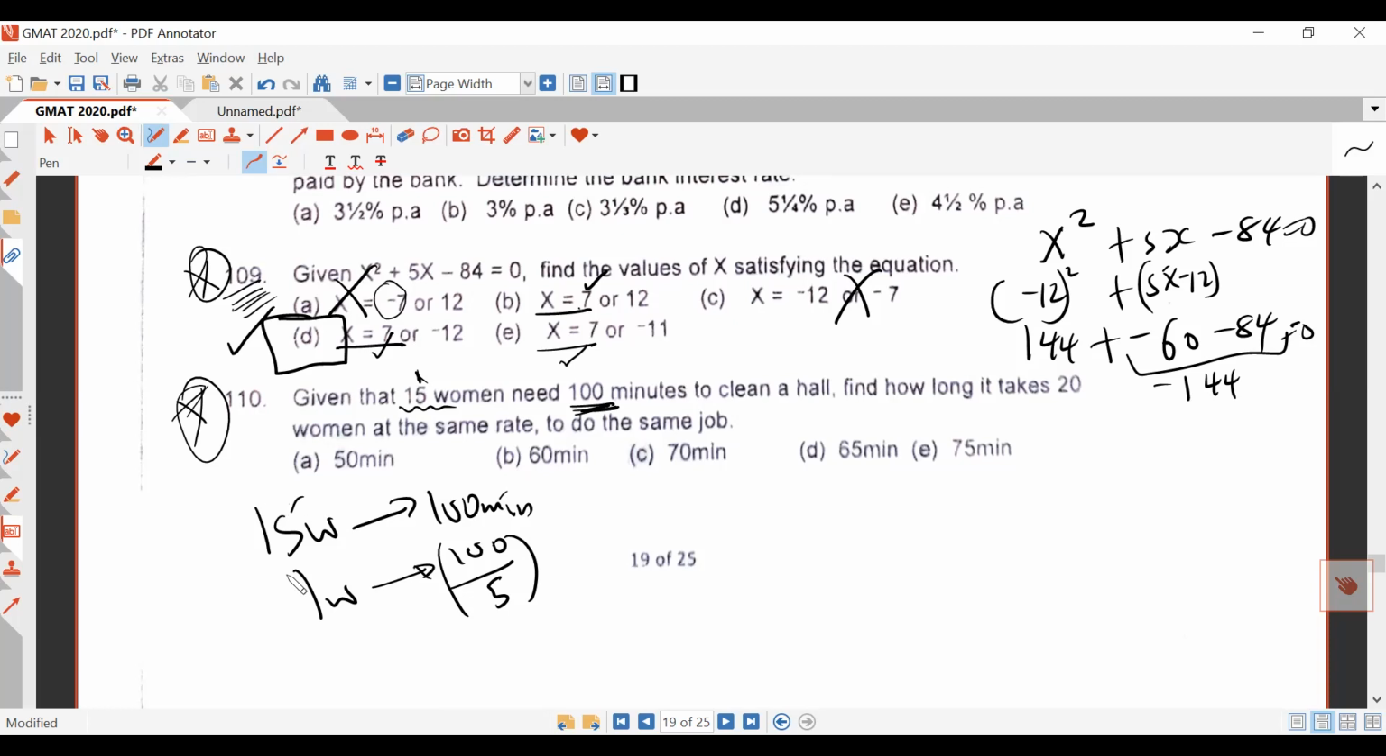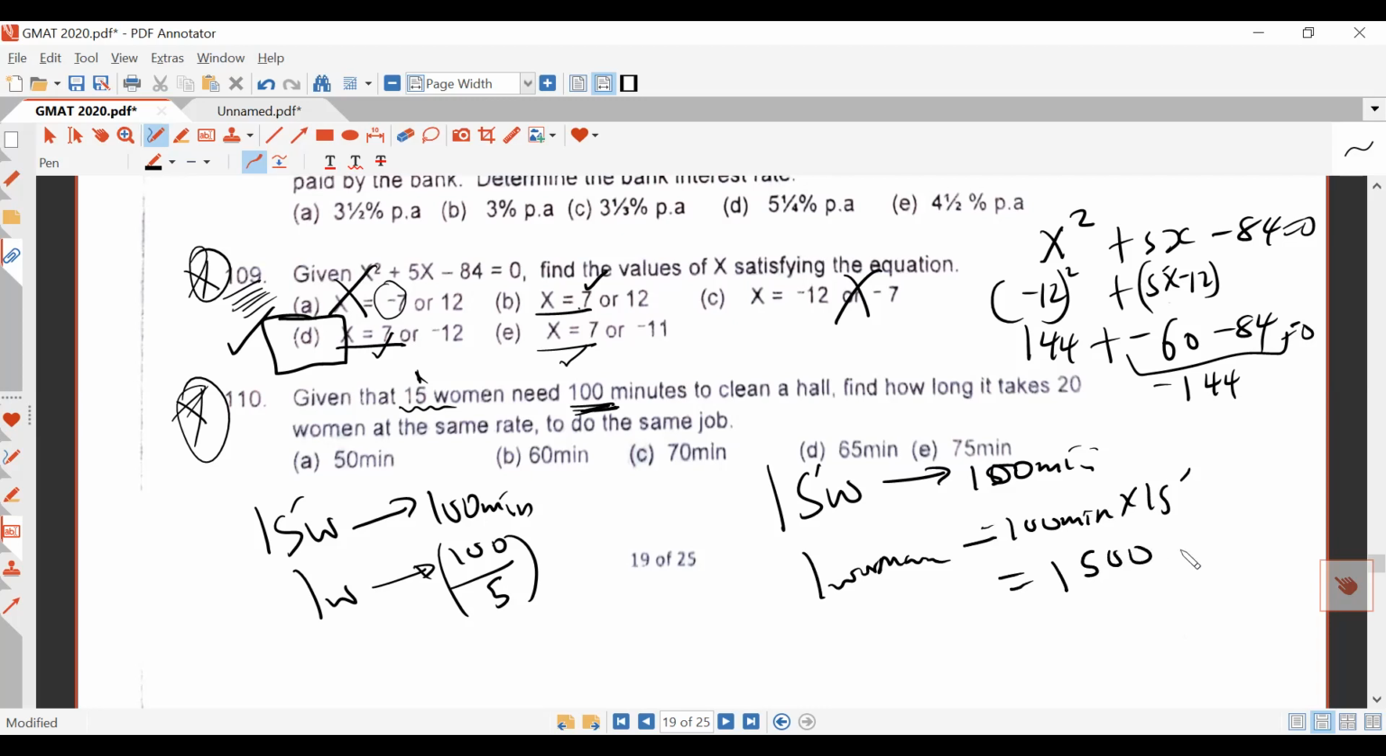So that is where logic comes in. Ideally this is how it is supposed to be, but as I try to do this, you try to relate with reality. So 15 women take 100 minutes. That means one woman will take 100 minutes times the 15 women, which is 1,500 minutes. How about the 20? Since they're increasing in number, the time has to reduce. So we have 1,500 divided by 20, and the answer is 75 minutes.